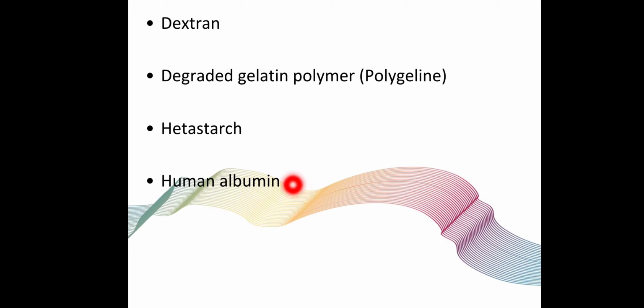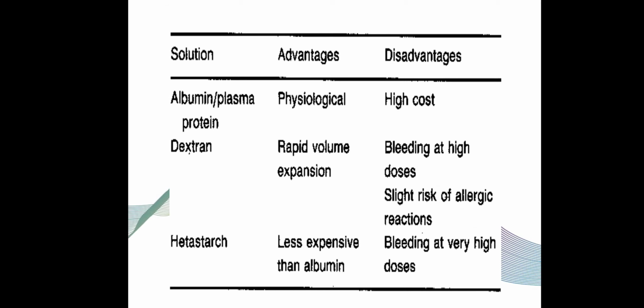So it is expensive. This table will give you an idea about the difference between these three agents: human albumin, dextran and hetastarch. Albumin is physiological but high cost, usually one injection of human albumin costs 4 to 5,000. Dextran causes rapid volume expansion, but bleeding at high doses and allergic reactions can occur. Hetastarch is less expensive compared to albumin, but compared to dextran it is more expensive, and there is bleeding at very high doses.